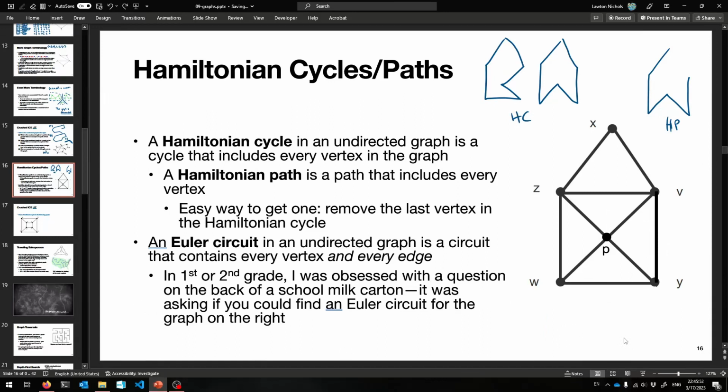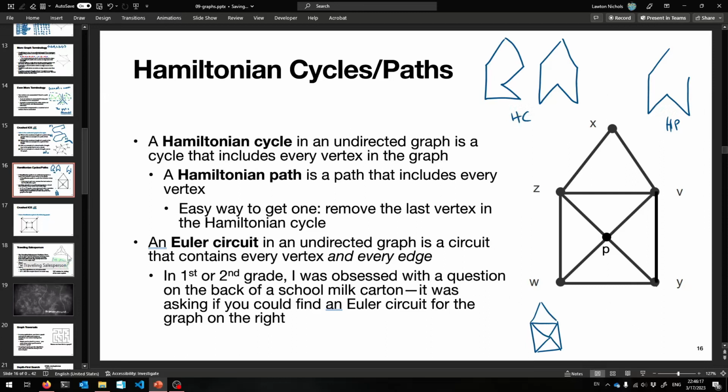Here is a circuit that contains every vertex and every edge. It's a way of going to all of them. So I think it's this one, then this one, then this one, then this one, then this one, then this one, then this one, then this one, then this one, then this one. There. That's a way of visiting every edge, but never duplicating your work, never going to the same edge twice. Yay. So that is an Euler circuit for this graph.